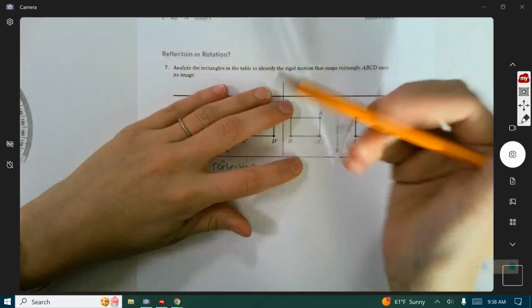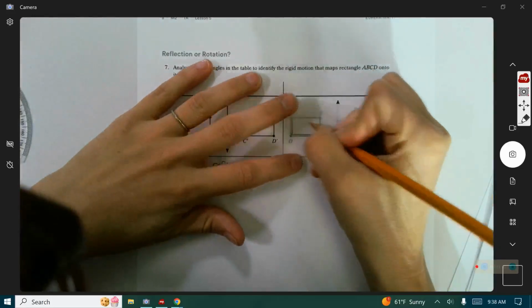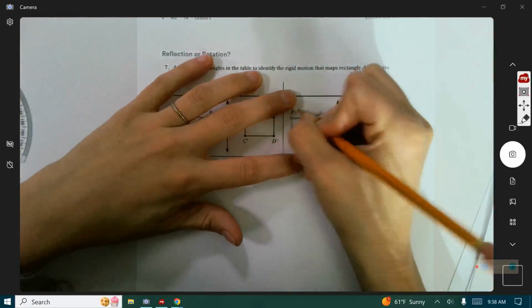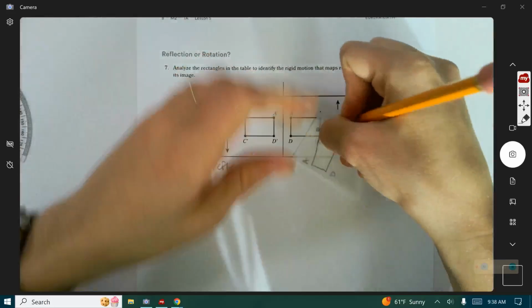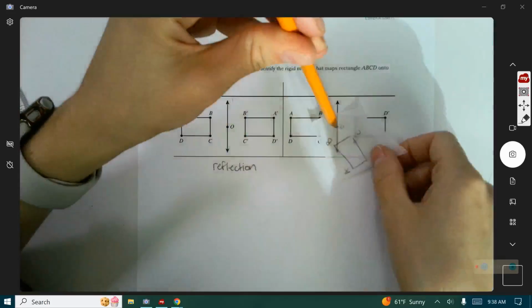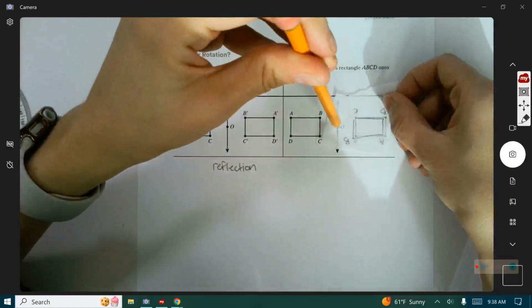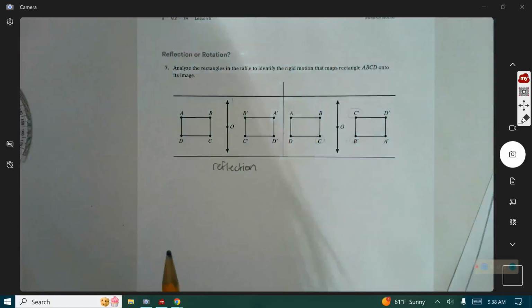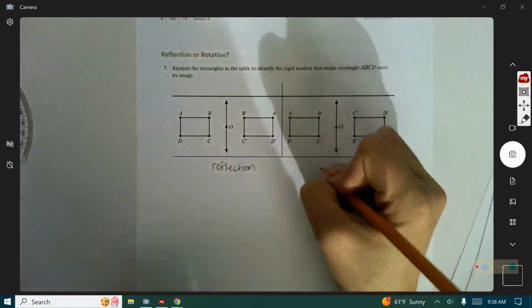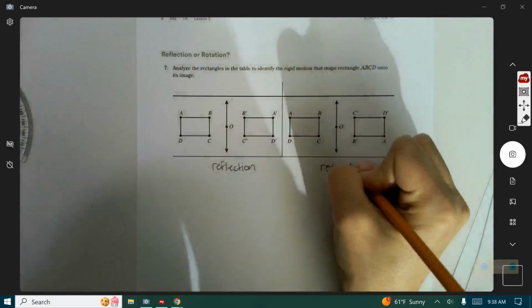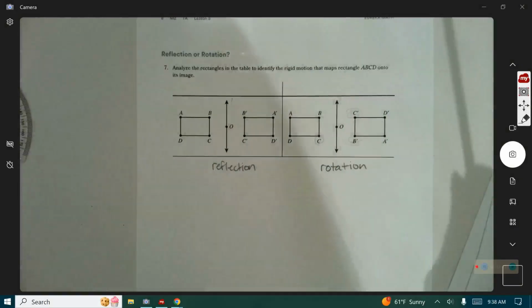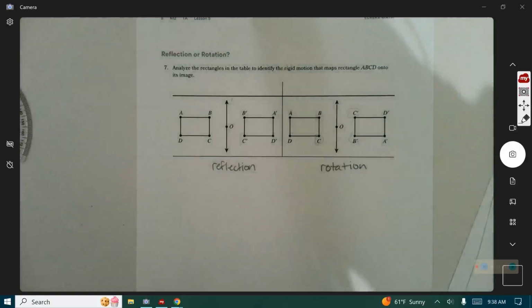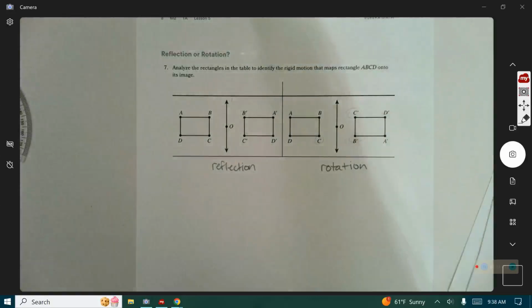If I take just a quick sketch, A, B, C, D, and I rotate it, then C would be on the top, D on the top, A and B on the bottom. So this one appears to be a rotation. Please make sure your warm-up is finished and your workbook is filled in with all of these rotations from today's lesson.